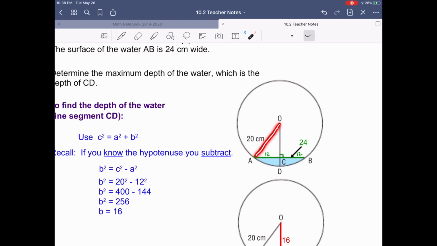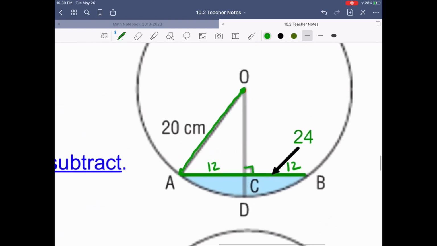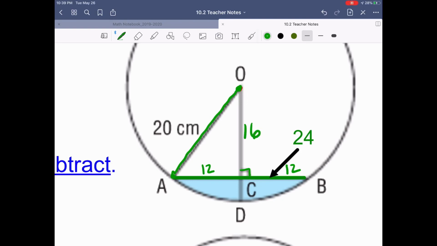Okay, so 20 squared minus 12 squared gives us 400 minus 144, which is 256. And if we square root it, we get 16. So this side would be 16.